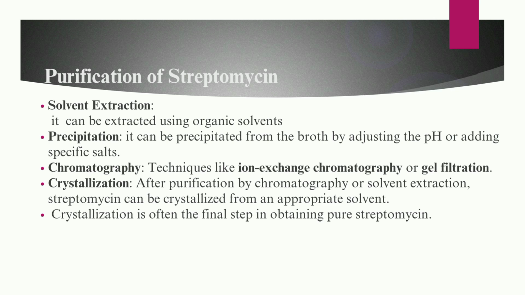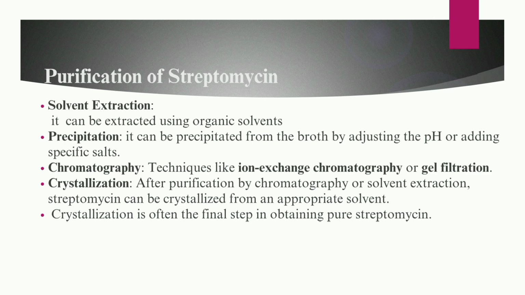The cells are harvested and the streptomycin needs to be purified by various methods. Solvent extraction: streptomycin can be extracted using various organic solvents, and then precipitation. The streptomycin can be precipitated from the broth by adjusting the pH or adding specific salts.